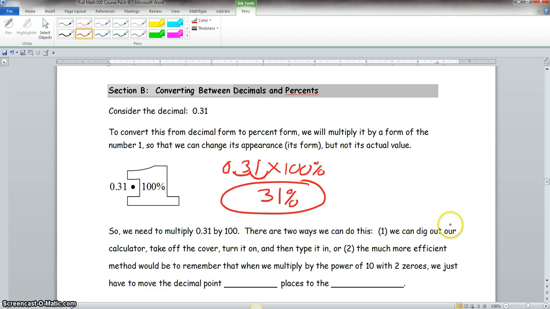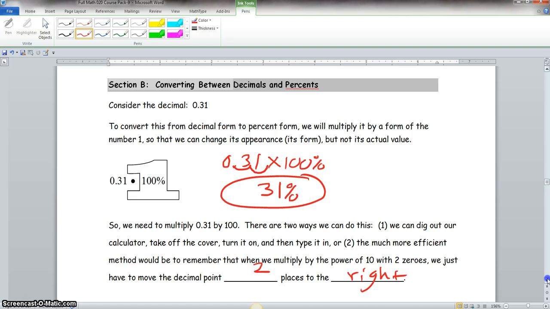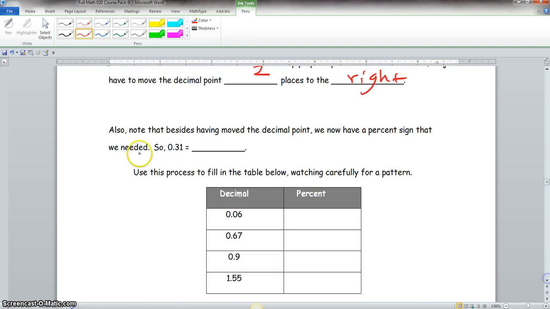There are 2 ways we could do this. We could dig out our calculator, take off the cover, turn it on, and then type it in. Or the much more efficient method would be to remember that when we multiply by a power of 10 with 2 zeros, we just have to move the decimal point 2 places to the right, which we already did. Also note that besides having moved the decimal point, we now have a percent sign that we needed. So 0.31, as we stated earlier, is 31%.